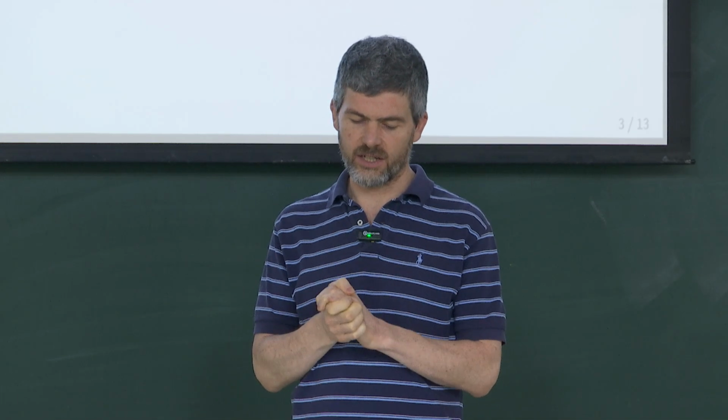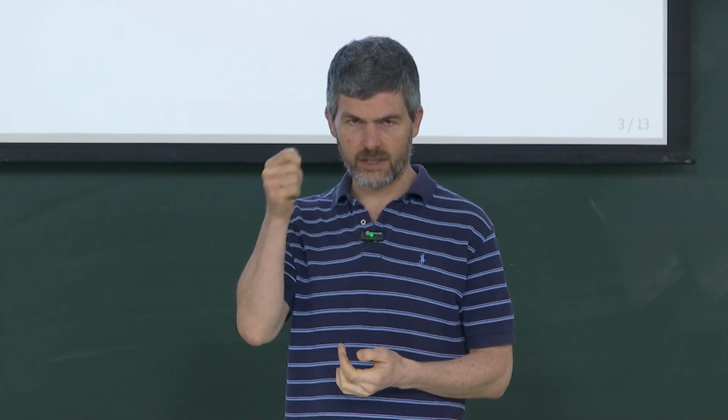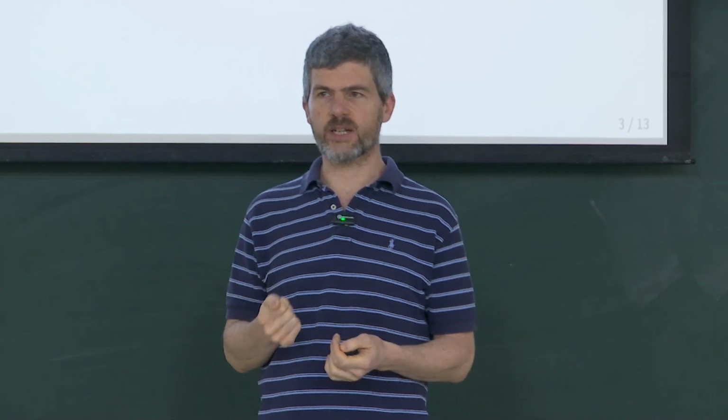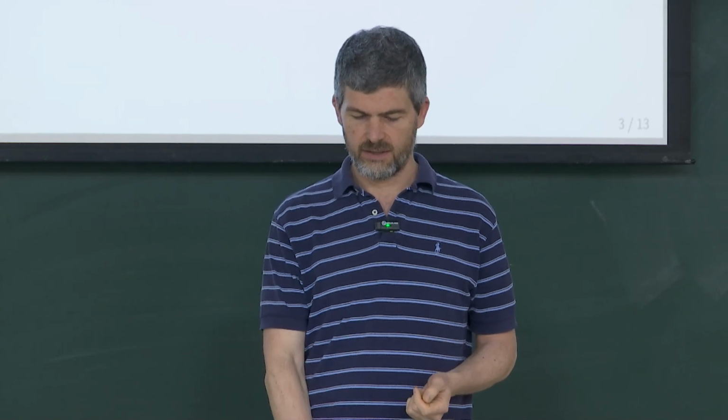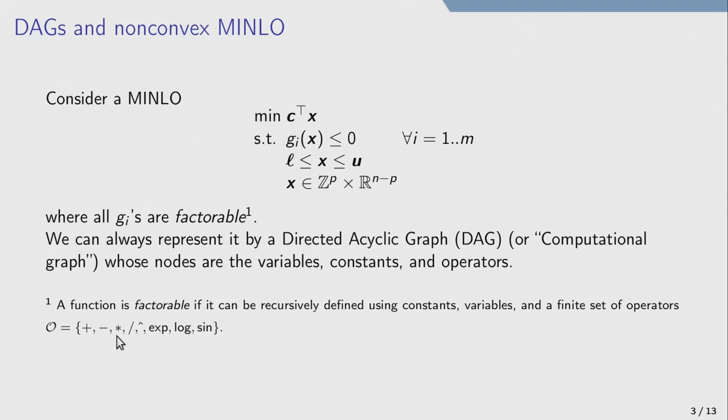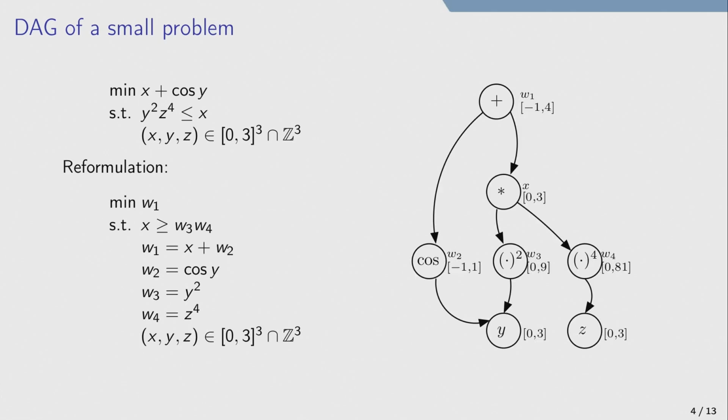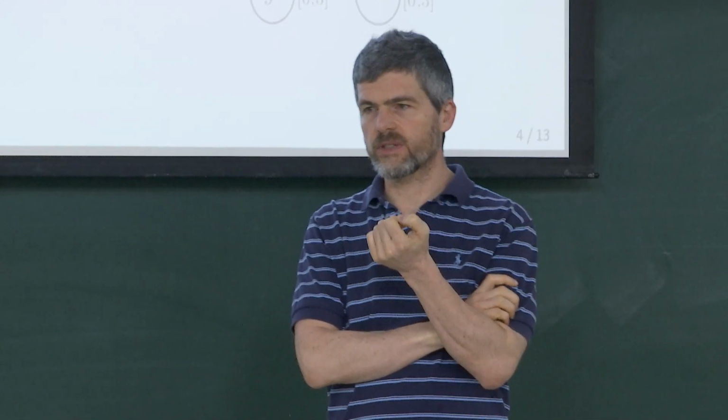We can create a graph, an expression tree for each constraint, and this expression tree is made of nodes representing operations from a finite set. Plus, minus, multiplication, division, powers, exponentials, logarithms, signs, etc. So at least we know that information on the problem. And this is a repetition of what Sven said yesterday, but the reformulation does exactly that. And the reformulation has a lot of consequences on the problem itself.